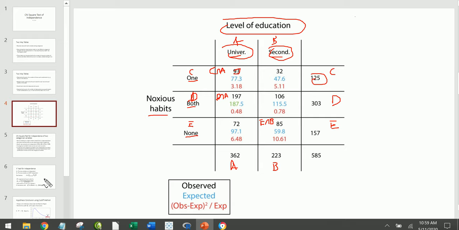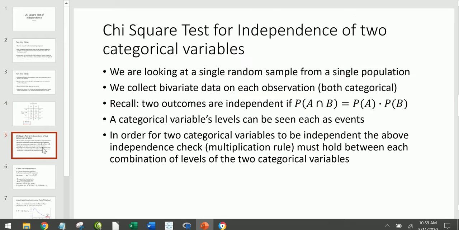Okay? Now let's go back. In order for two categorical variables to be independent, the above check for independence, this guy, the multiplication rule, must hold between each combination of levels of the two categorical variables.